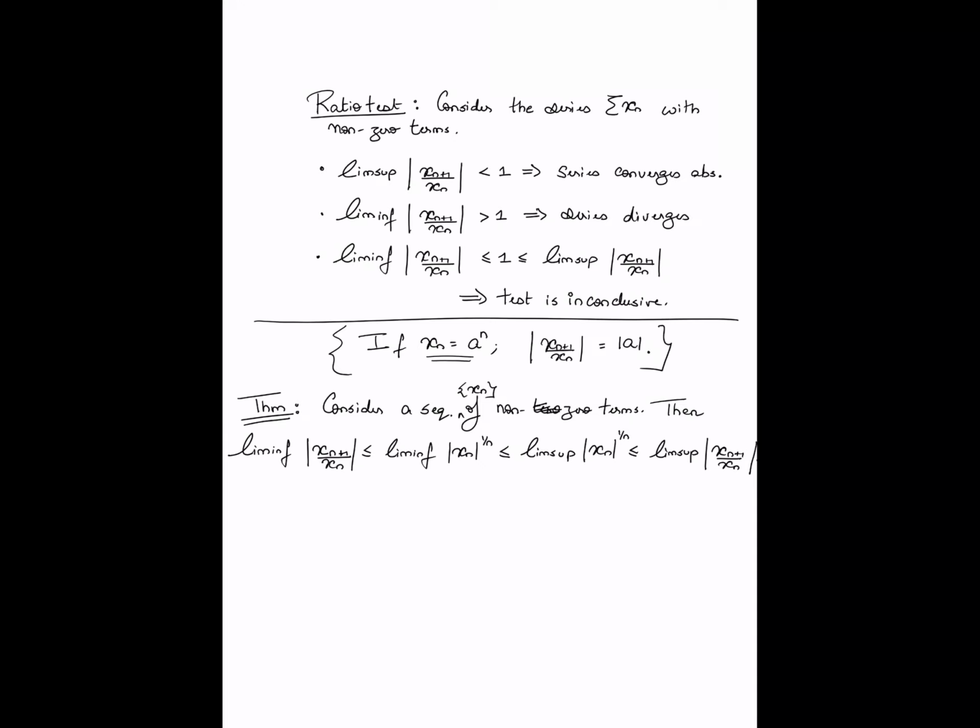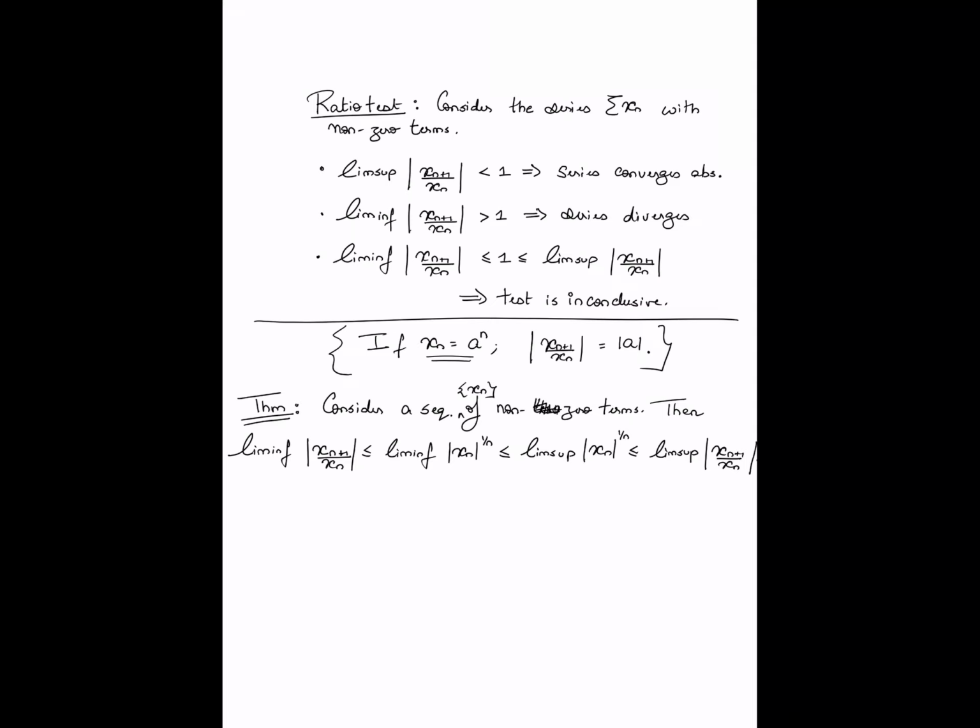Okay, so this string of inequalities we will prove to be true for any sequence xn of non-zero terms. You need the fact that these are non-zero because I'm taking these ratios of xn plus 1 by xn, and I don't want these ratios to become undefined. That's the reason to enforce that the sequence is non-zero. Okay, so we will prove this.